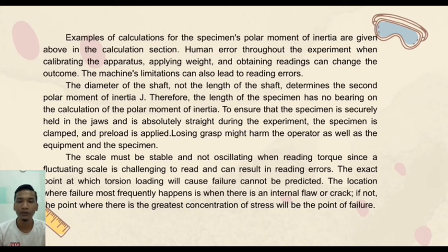The scale must be stable and not oscillating when reading torque, since a fluctuating scale is challenging to read and can result in reading errors. The exact point at which torsion loading will cause failure cannot be predicted. Failure most frequently happens where there is an internal flaw or crack. If not, the point with the greatest concentration of stress will be the point of failure.